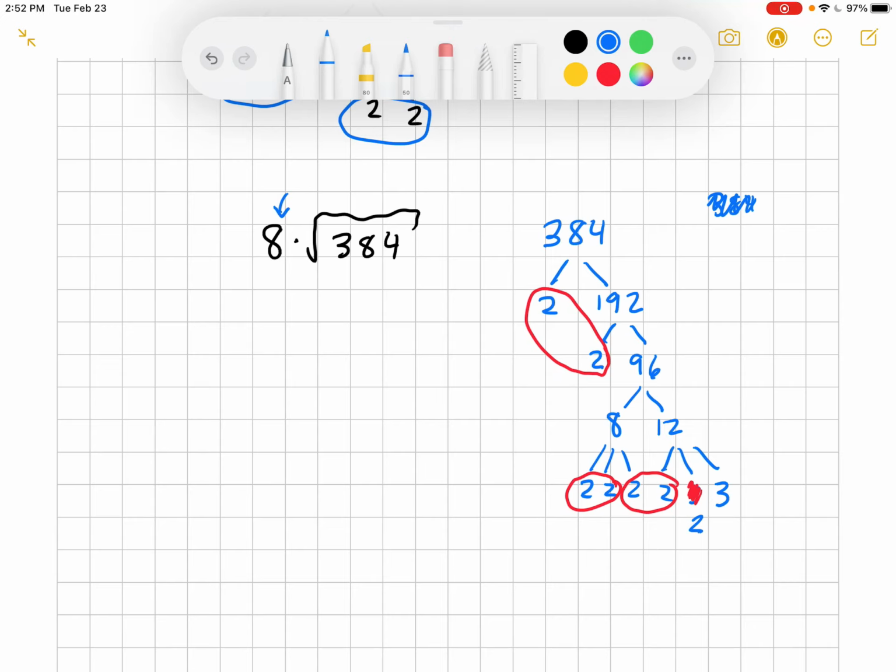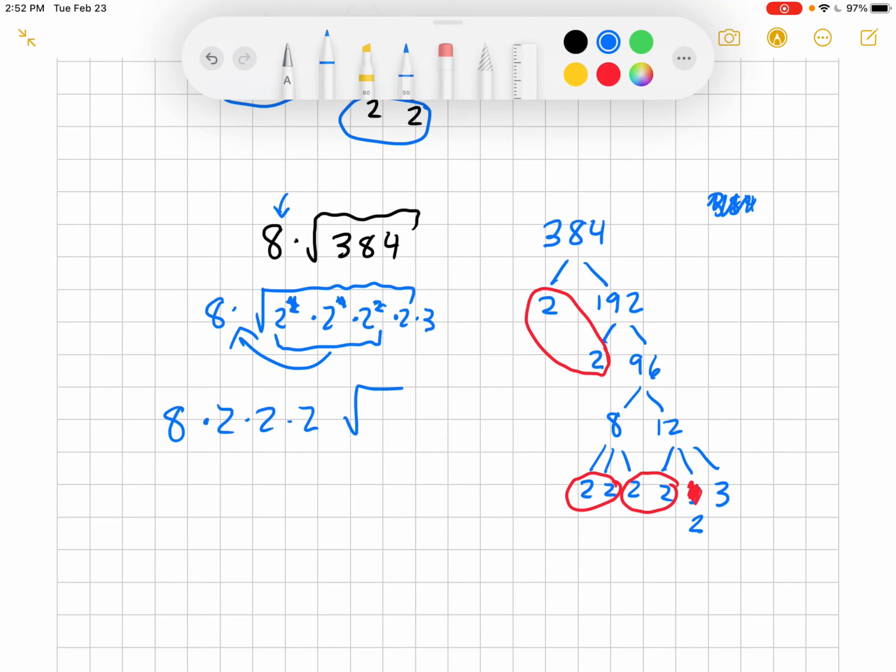So we could rewrite that as 8 times 2 squared times 2 squared times 2 squared times 2 times 3. We can bump this part out in front, which will get rid of the squared. So we'll have 8 times 2 times 2 times 2, radical 2 times 3. For now, we just got to do some basic multiplication. 8 times 2 times 2 times 2, that's the same thing as 8 times 8, which is 64. And the part underneath here, 2 times 3 becomes 6.